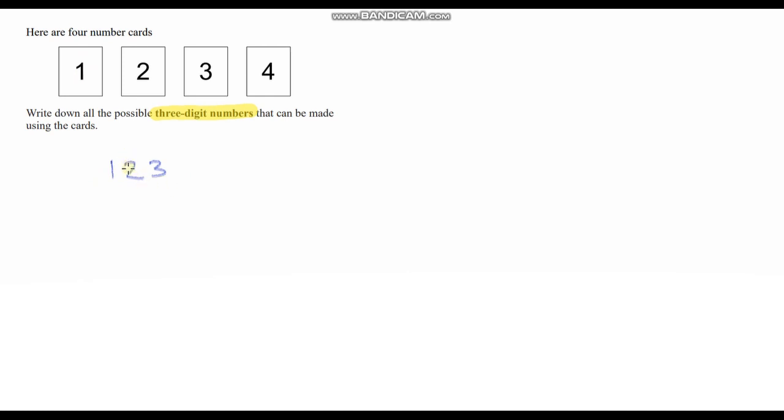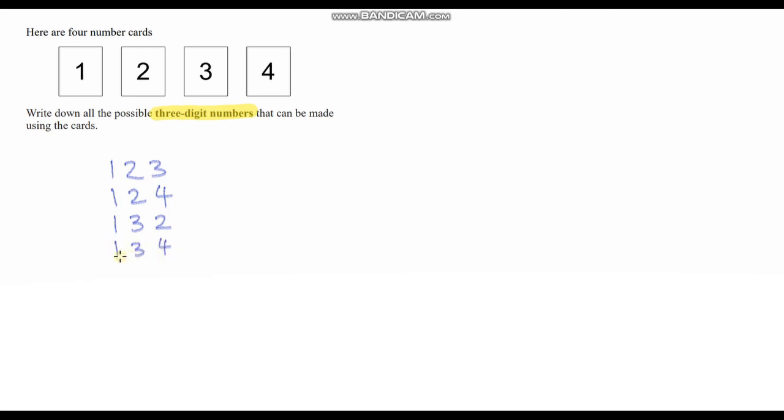So what would the next number after 123 be? Well, that would be 124. Now we can't have 125 because there's no 5, so we're going to have to move up in the tens column. So instead of 120, we're going to have to move up to 130. So it's going to be 132. And then the next one, well, that would be 134.